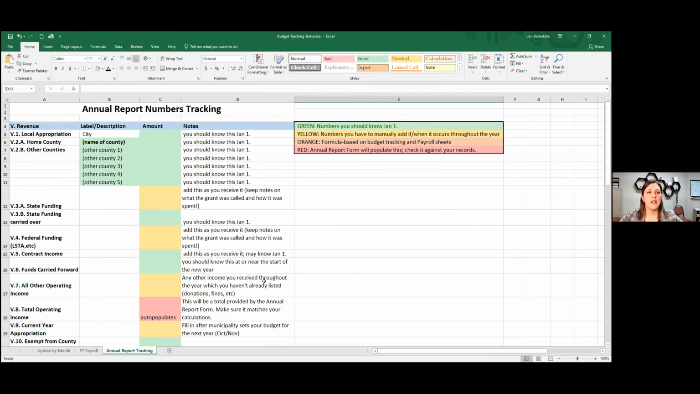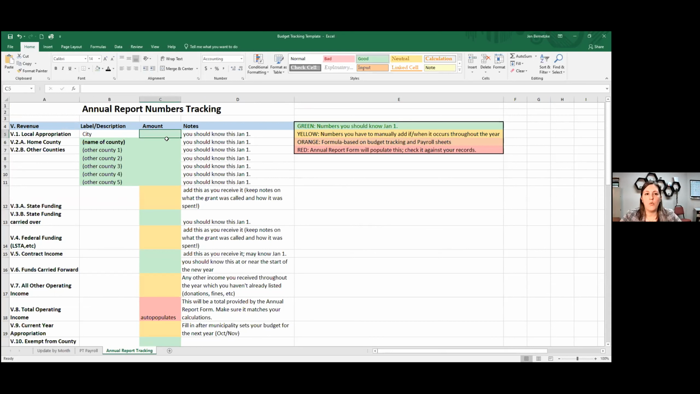The third sheet here is annual report tracking. And this one is one that I think, whether or not you use the rest of it, consider using this. So I pulled the entire financial section out of the annual report and made it into this handy spreadsheet. Anything in green, you should know that. The first day of January, you should know it.